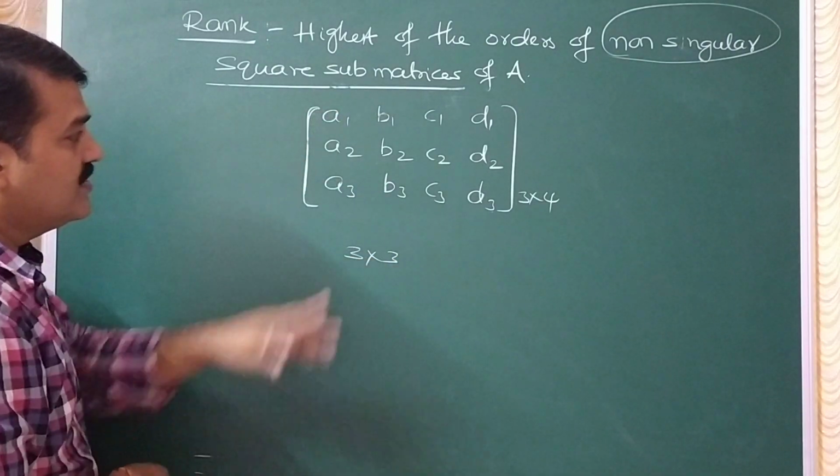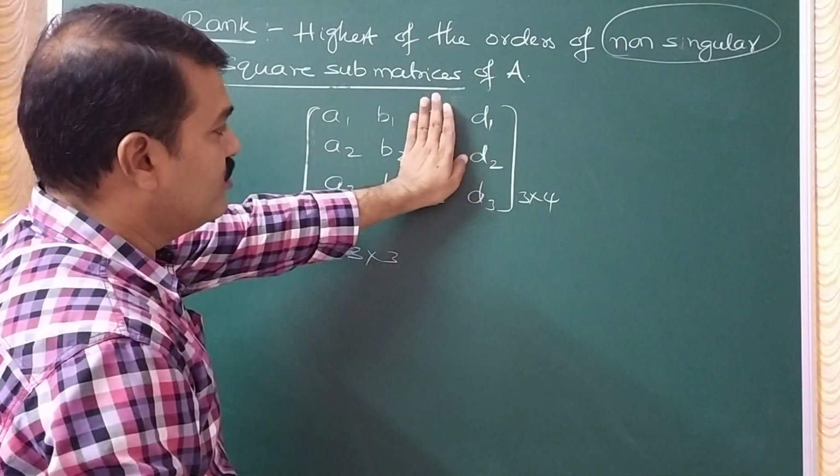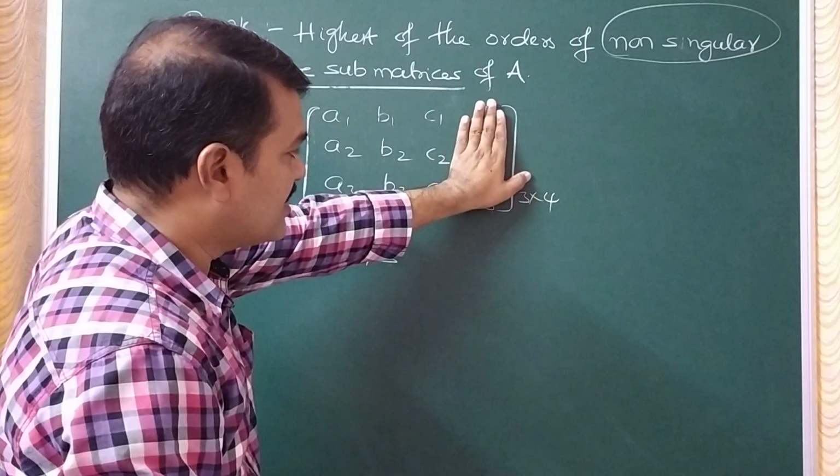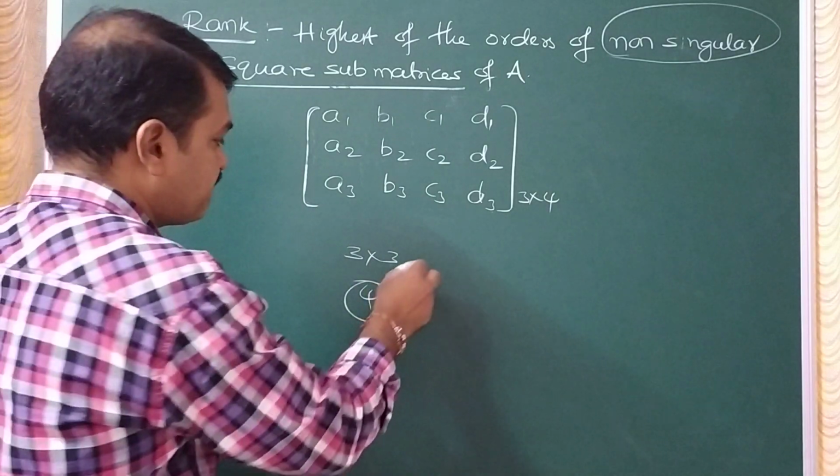How many you will get? By removing this column, you will get 1. By removing this column, you will get 1. By removing this column, you will get 1. By removing this column, you will get 1. That means 4 3 by 3 submatrices you can get.